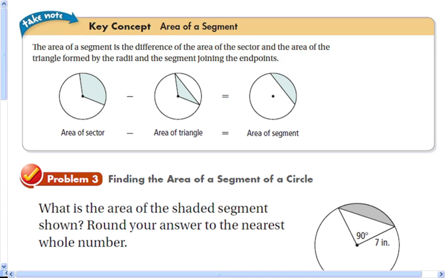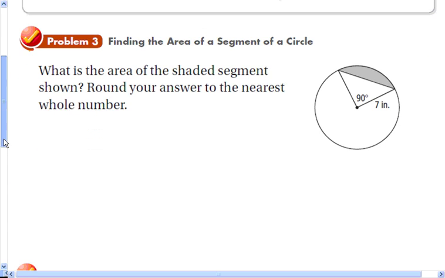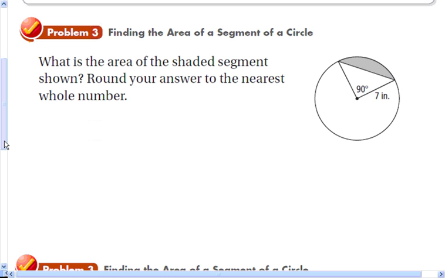All right, the area of the segment is the difference of the area of the sector and the area of the triangle formed by the radii and the segment joining the endpoints. So if we take the area of the sector minus the area of the triangle, we get the area of the segment. This is the segment right there. So what we need to do here is take the area of this 90-degree sector. Let's just write that down: area of sector minus the area of the triangle.